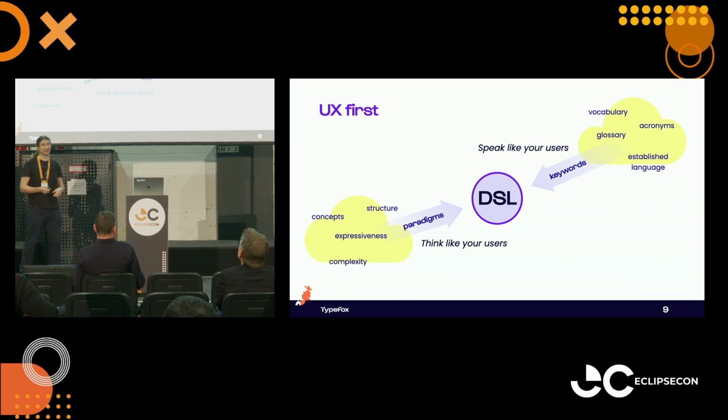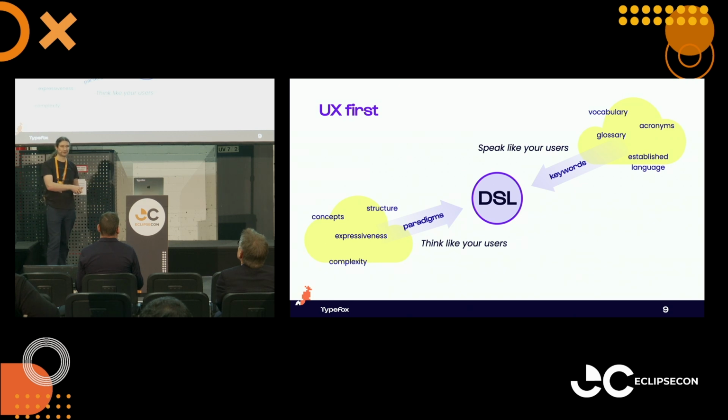Then, also as always in software engineering, or in product design maybe, it's good to think UX first. So in the context of languages, I would say speak like users and think like users. So thinking in this context means you take the concept, structure, expressiveness, complexity, and put them into suitable paradigms that describe how the language looks like and what kind of information goes into it.